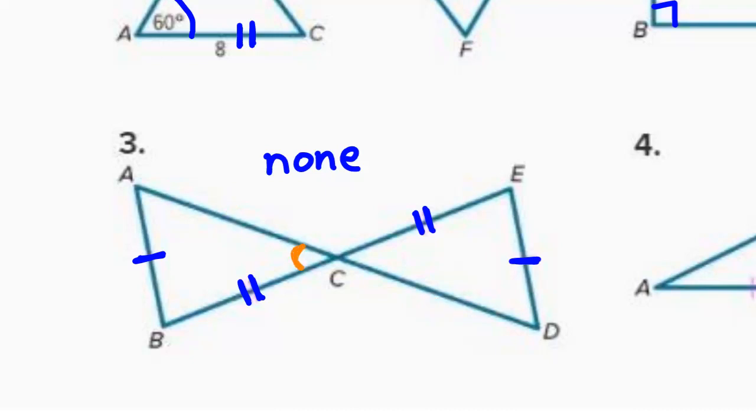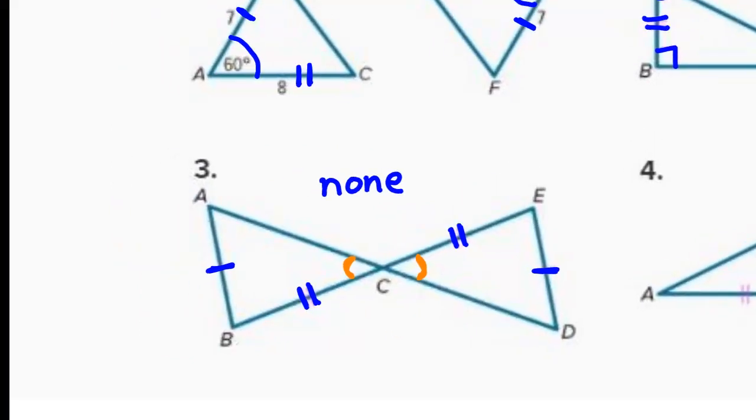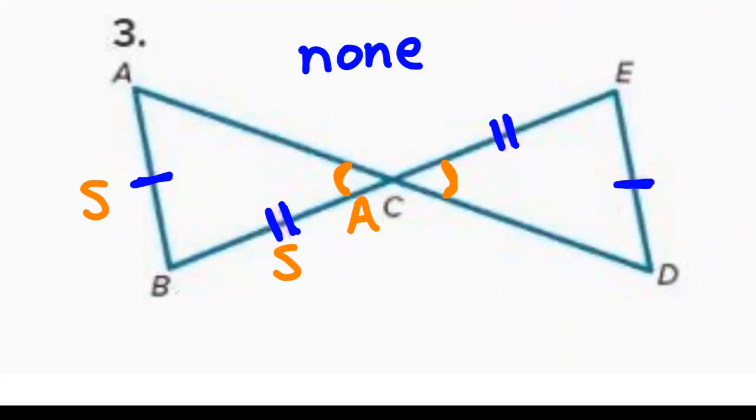I do have my vertical angles right here, but if I mark those vertical angles, what I have is side, side, angle, which is not one of my congruence criteria. Side, side, angle does not work.